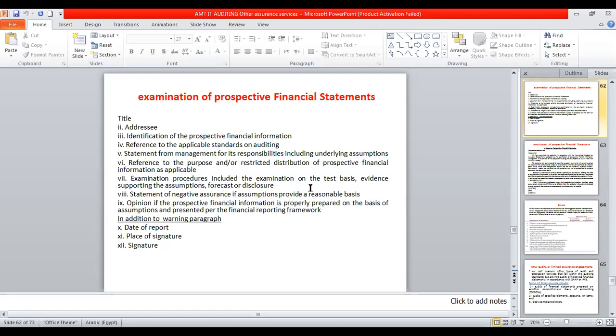The author should identify procedures, identify the evidence, and identify how to evaluate the reasonableness of underlying assumptions and so on. All of these items must be stated in the examination reports. The last one: the author will also state the level of assurance, a statement of negative assurance if the assumptions provide a reasonable base.